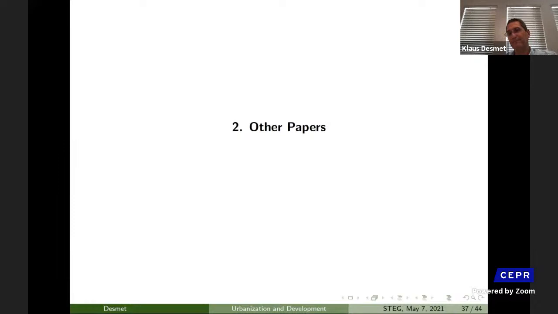Thank you. Hi, a really quick one for you. In these models, does Zipf's law hold for city size distribution?